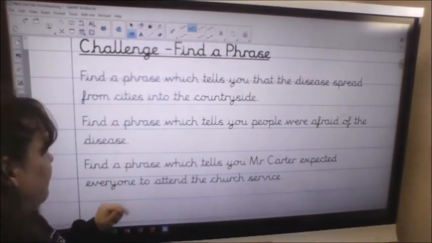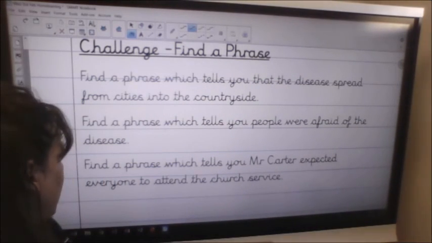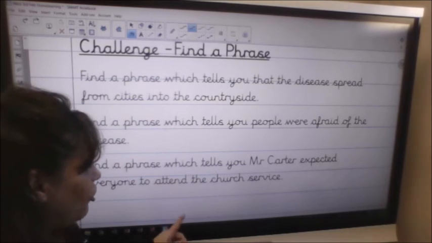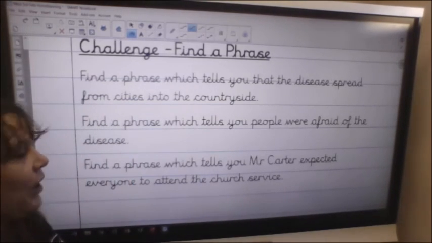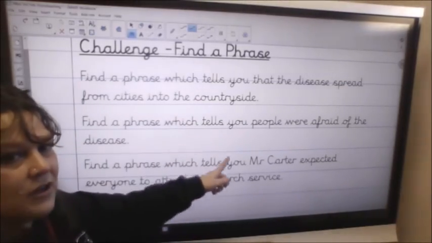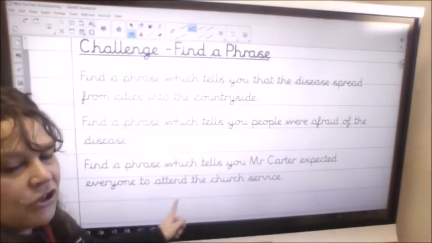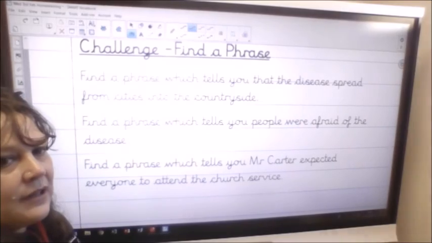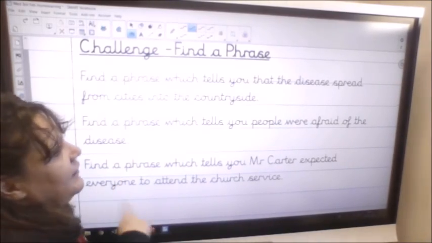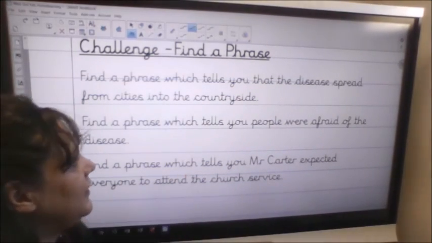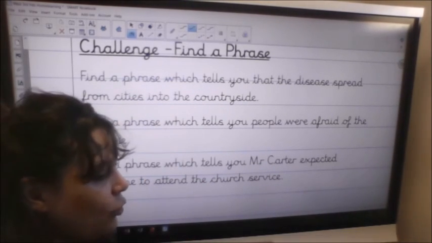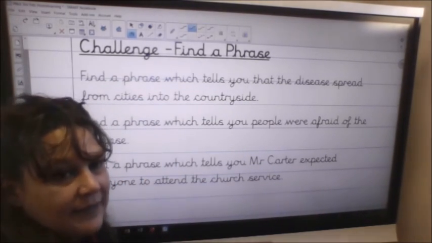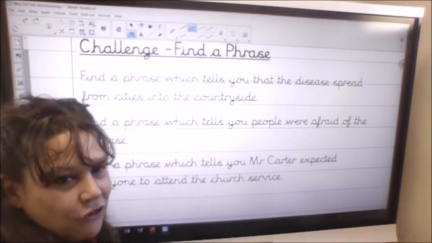And then find a phrase which tells you Mr. Carter expected everyone to attend the church service. Okay, so have a little look, find the section in the text where it talks about Mr. Carter, who's the superintendent of the Bible class, and then see if you can find the phrase. So 3 phrases to find once you've completed the questions on page 27 in your comprehension book.